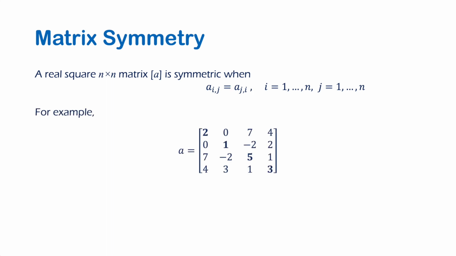For example, this matrix is symmetric because every element above the main diagonal is reflected below it. Let's check some elements. A12 is equal to A21, which are equal to 0. A23 is equal to A32, which both are equal to -2, and A14 is equal to A41, which are both equal to 4, and so on. Therefore, it's obvious that a symmetric matrix should be equal to its transpose.